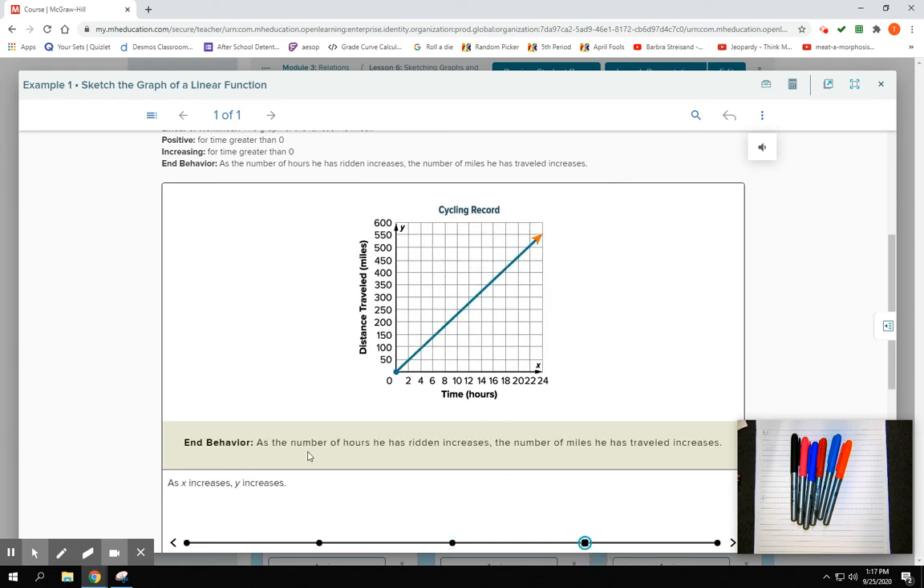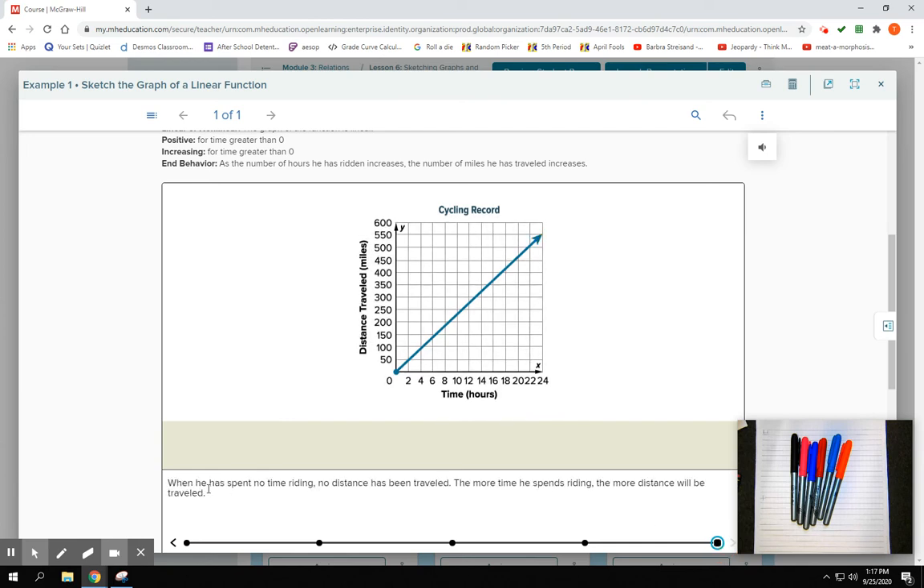The end behavior: as the number of hours he has ridden increases, the number of miles he has traveled increases. So we're going up from left to right. As x increases, y increases. When he has spent no time riding, no distance has been traveled. The more time he spends riding, the more distance will be traveled.